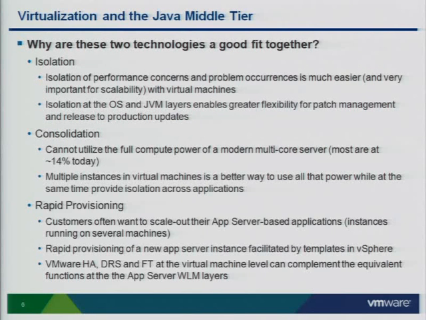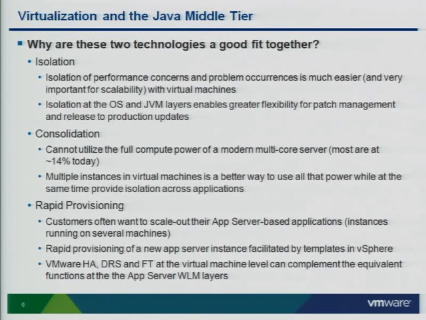Why are they a good fit together? Well, the motherhood and apple pie, isolation, consolidation, and rapid provisioning. Hardware vendors now are building devices that send virtual machines from that device to ESX servers in template form or in virtual machine form and back again. So there are now hardware vendors building virtualization-specific devices. And not small hardware vendors either, large ones. So this says that rapid provisioning is a serious benefit from virtualizing your Java.